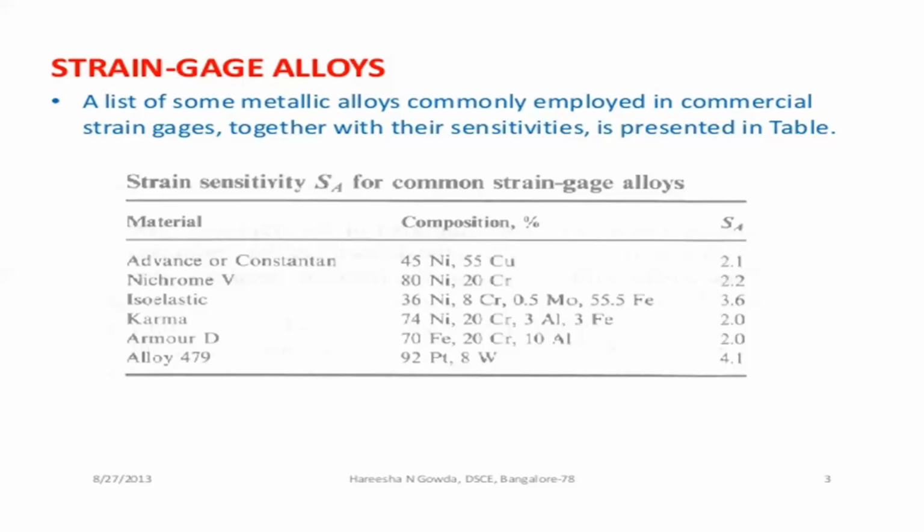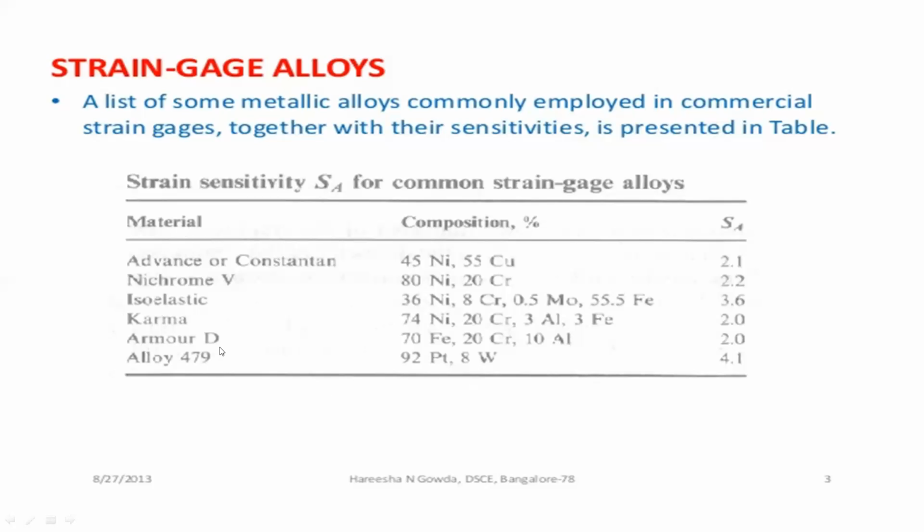Next, Karma material: 74% nickel, 20% chromium, 3% aluminum, 3% ferrous. And next one, Armour D: 70% ferrous, 20% chromium, 10% aluminum. Mixing these materials forms Armour D material.